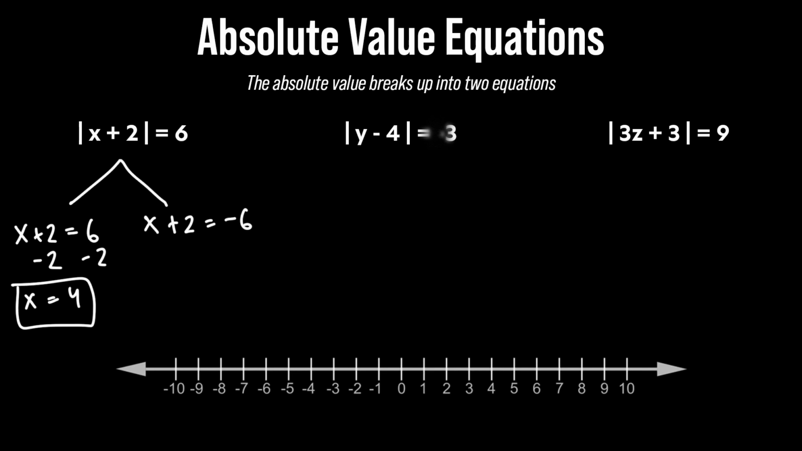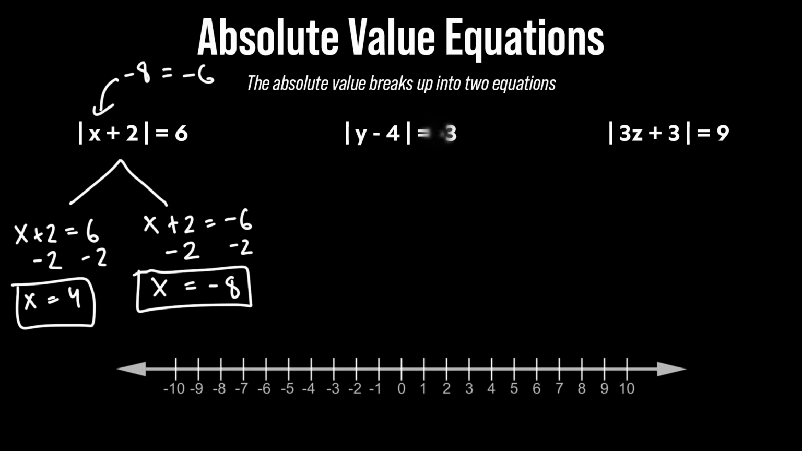Now let's solve for this. If we subtract 2 from both sides, we're going to get x is equal to negative 8. Now let's try it. If we plug in negative 8 here, we get negative 8 plus 2. That's negative 6. The absolute value of negative 6 is equal to 6. So it works. So in this situation, we have two answers, 4 and negative 8. And so if we were to plot them on the number line, it'd be here and it'd be here.